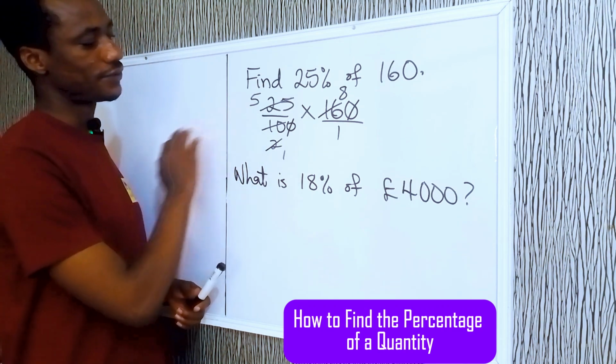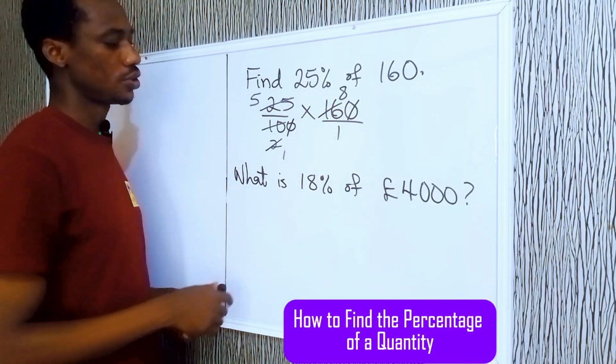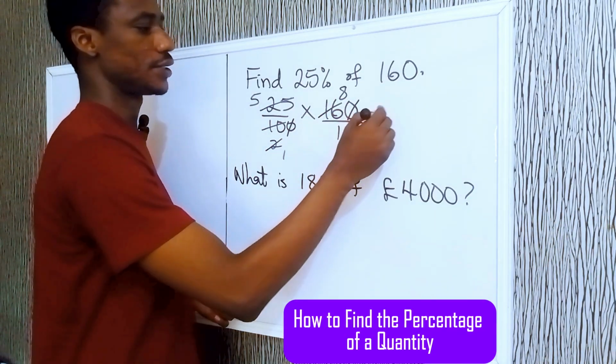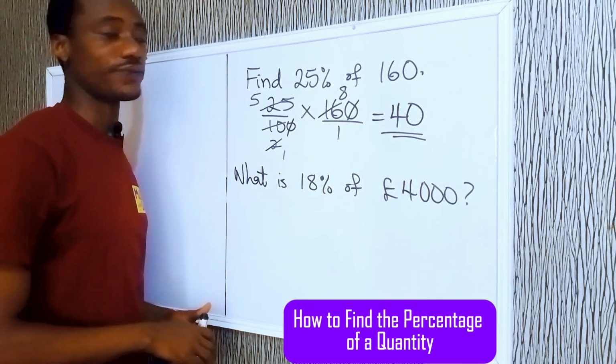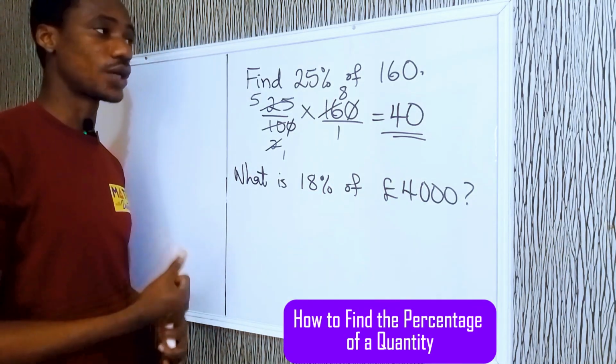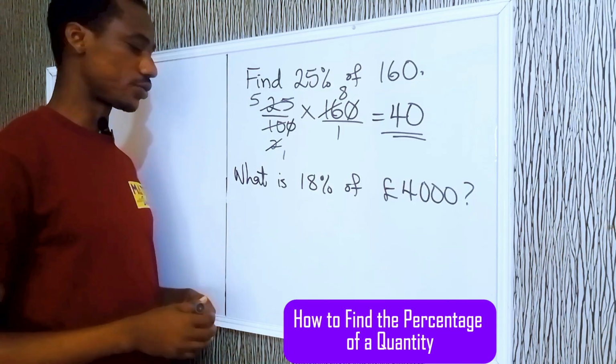So what we have left will be 5 and 8, both in the numerator. So 5 times 8 is 40. Okay, so that is the final answer. So 25% of 160 is 40. Now let's move to the second one.